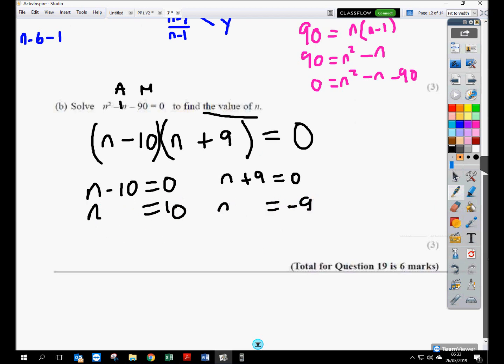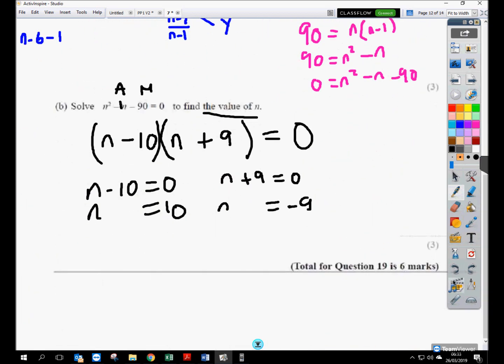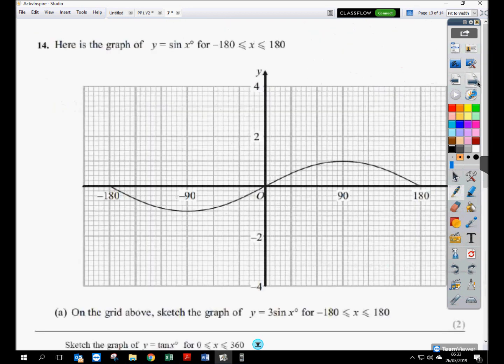Now, let's think about the context of this question. Hannah has n sweets in the bag. Can't have negative 9 sweets in the bag. So the only answer to this question is 10. Next question.